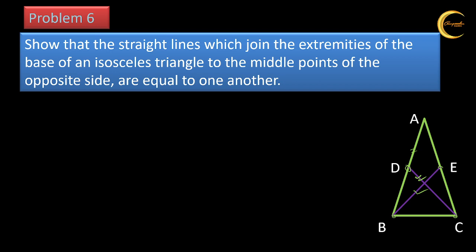Okay. So now you see here, these two triangles have been formed. This triangle BCD and triangle BCE. If we prove these two triangles are equal in all respect, then we can easily prove that these two lines are equal.